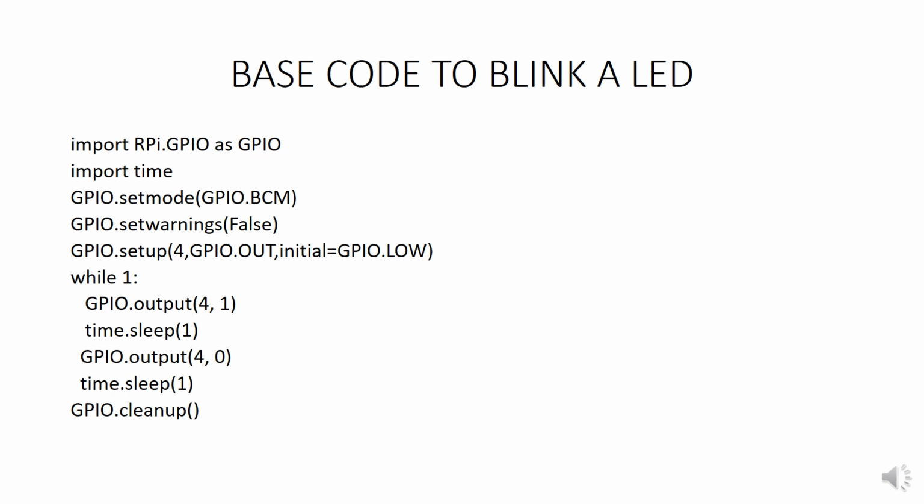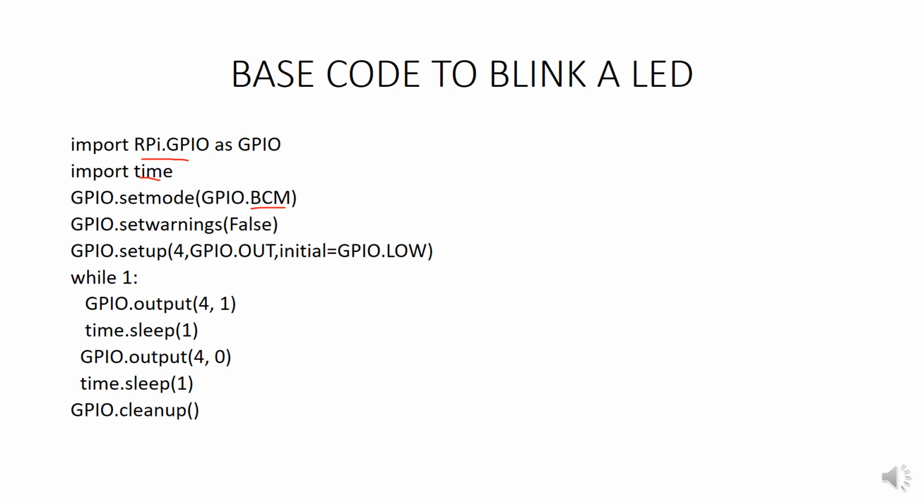Now let's see the basic code to blink an LED. First I am importing the GPIO library, then the time library, then I am setting the mode to GPIO.BCM. Basically this BCM will be calculating the number of the port using GPIO numberings like GPIO 1, GPIO 2, GPIO 3, like that.